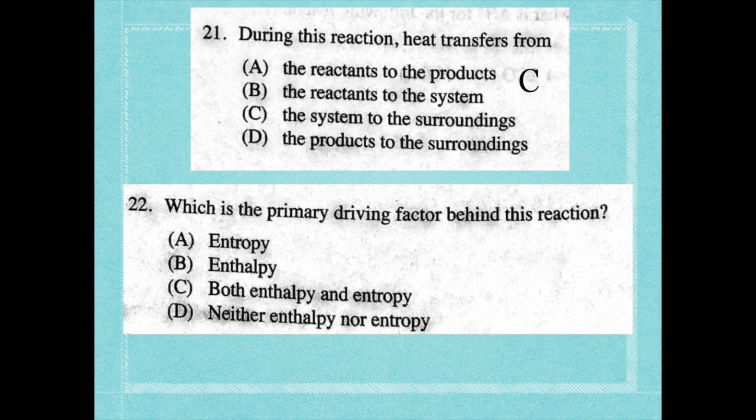In 22, it says, which is the primary driving factor behind this reaction? Okay, so if you look at the reaction in 22, we need to figure out if my enthalpy is positive or negative, and then if my entropy is positive or negative. I'm going to be using delta G equals delta H minus T delta S. I know my delta H is negative because it told me my reaction was exothermic. Since calcium chloride is dissolving, whenever a solid dissolves in water, that's going to increase the entropy of a reaction. So that's going to be positive. So what's the major driving force? Well, both enthalpy and entropy, because they both help in making delta G negative.